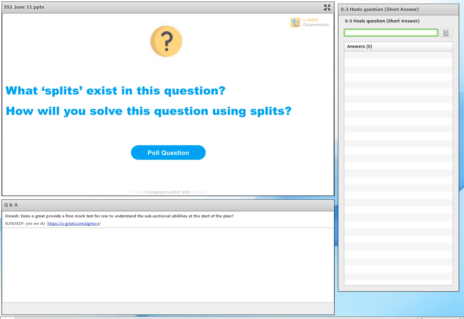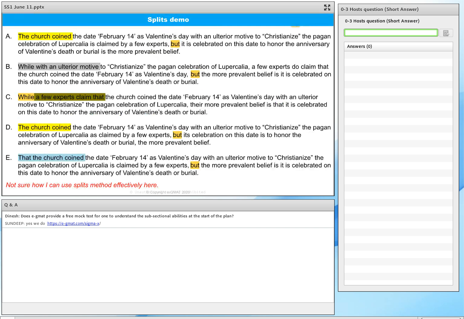So when you think about this question, it's a completely underlined question, and usually completely underlined questions don't have a ton of splits. But even when questions aren't completely underlined, even when splits clearly exist without meaning, you may have a problem. So if you think about this question and say, okay, how is this question organized? You say, okay, there are two choices with this piece where you have the church coined. For those of you who say, what's the splits approach?